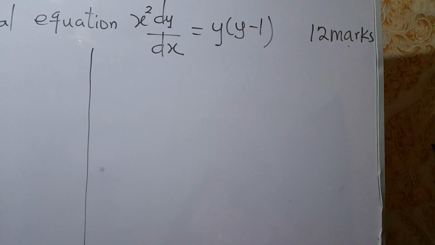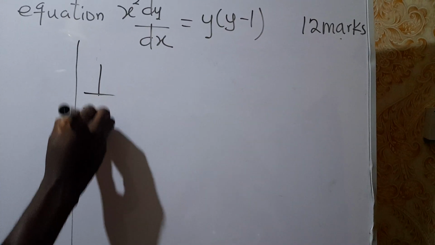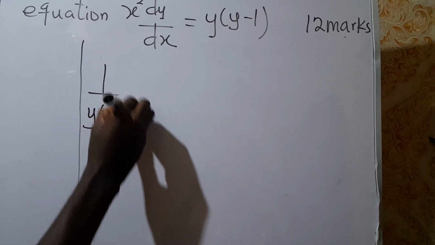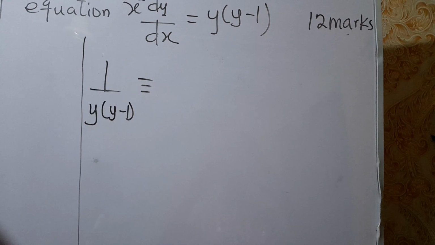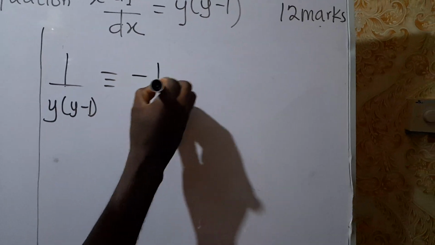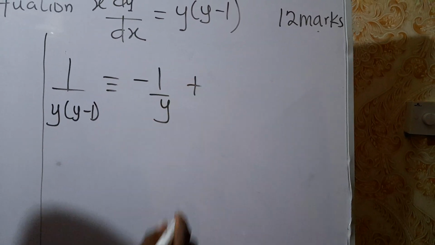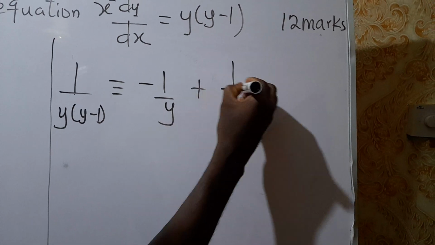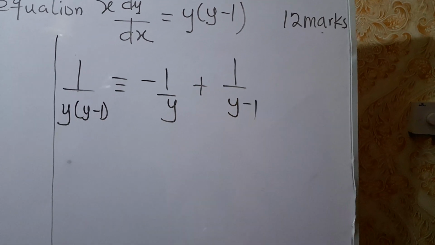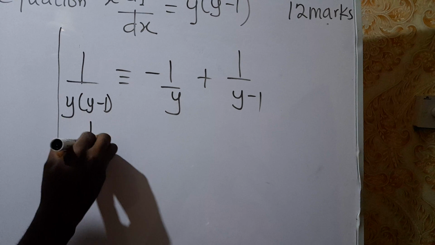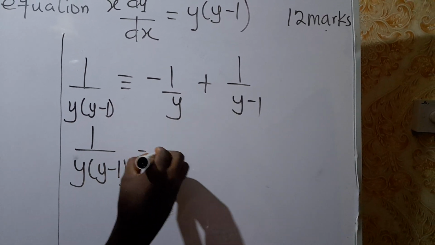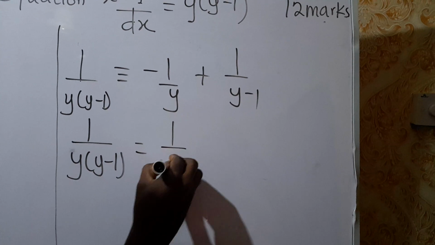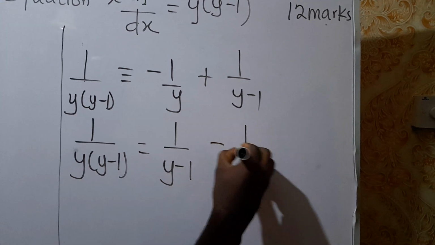So we can say that our 1 over y bracket y minus 1 will be equivalent to a, which is minus 1 over y, plus b, which is 1 over y minus 1, which we can rewrite as 1 over y minus 1 minus 1 over y.